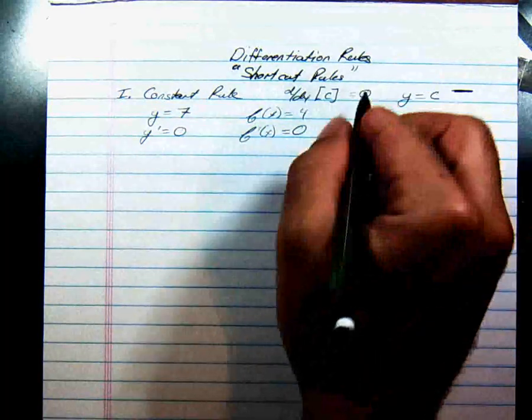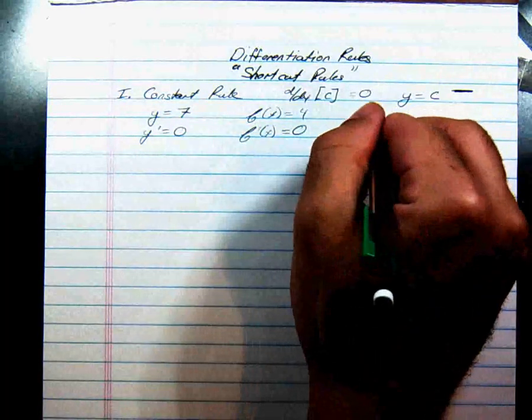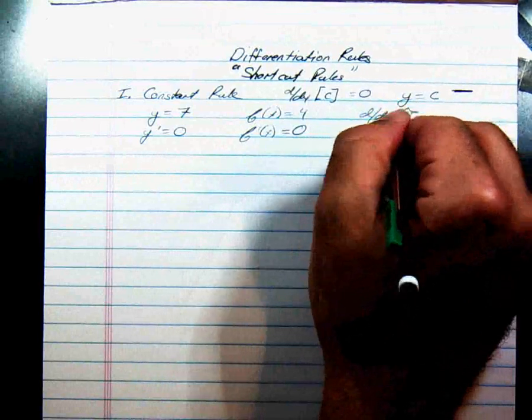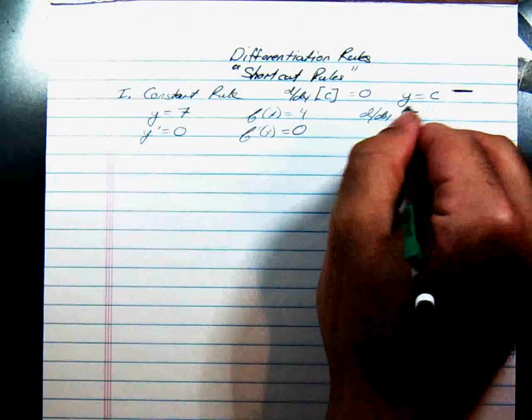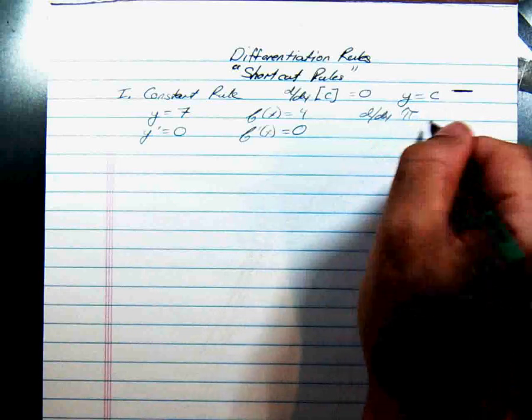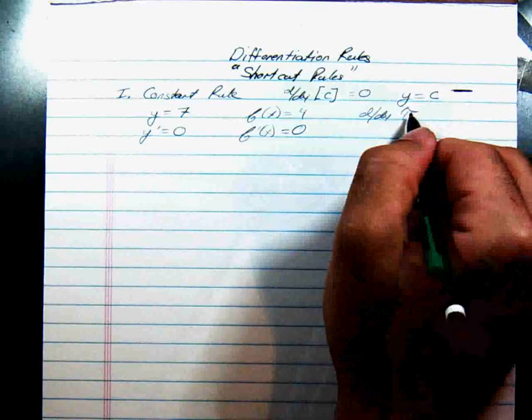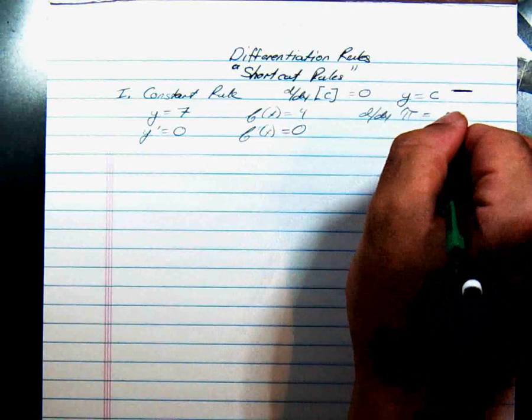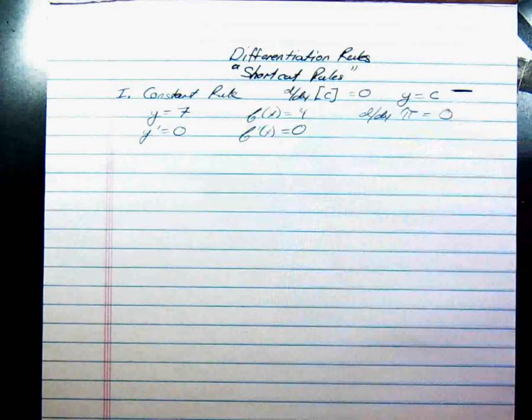And one that kids kind of always mess up is this one. If I ask you for the derivative of pi, well, kids somehow think that pi is a variable like x or s or something. It's not. Pi is just a number also. So the derivative of pi is also equal to 0.